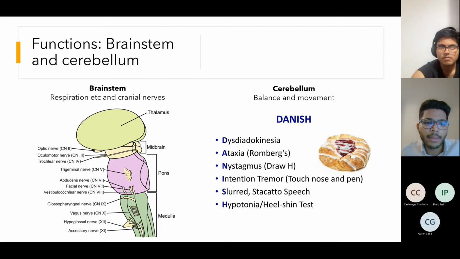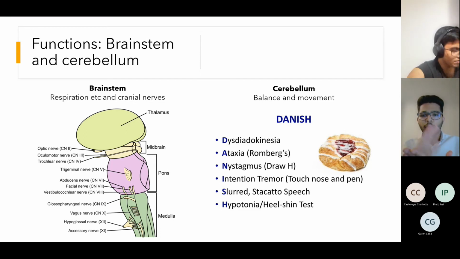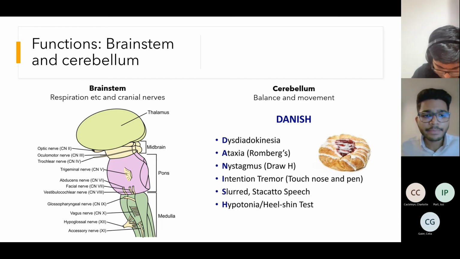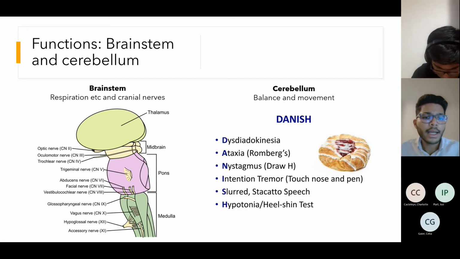So you have your dysdiadochokinesis, so you can't do repetitive movements like this. So when you do your neuro exam, that's what you're asking them to do. You get ataxia because people can't coordinate their movements properly, and that means that Romberg's test will be positive.